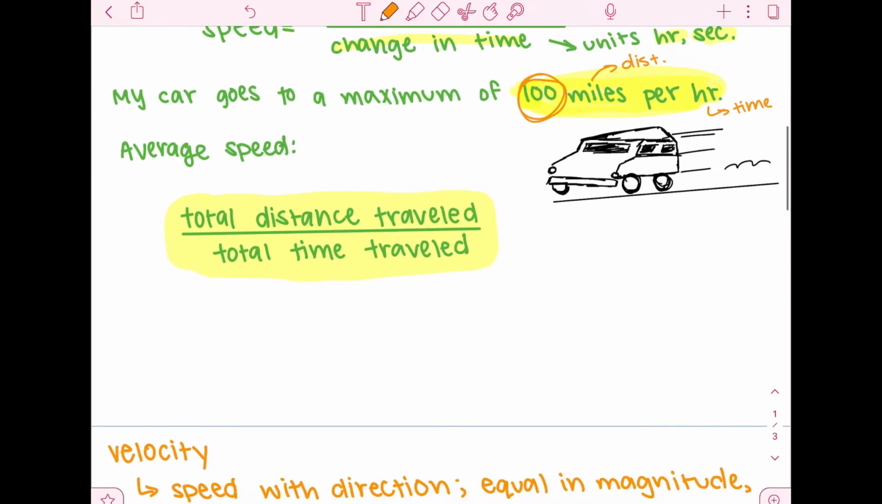And then this is where average speed factors in. So average speed, if an object is traveling, it can change speeds and it can move faster or slower from the time that it starts to the time that it stops moving. If that is the case, then we use average speed, which is the total distance the item traveled over the total time that it traveled.